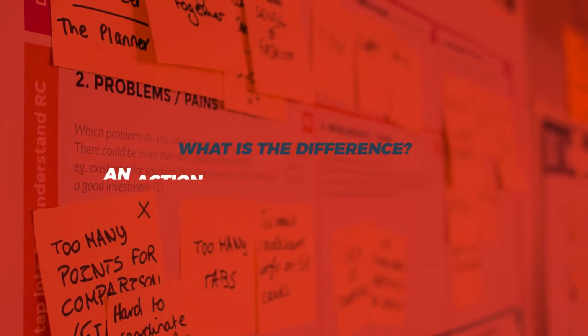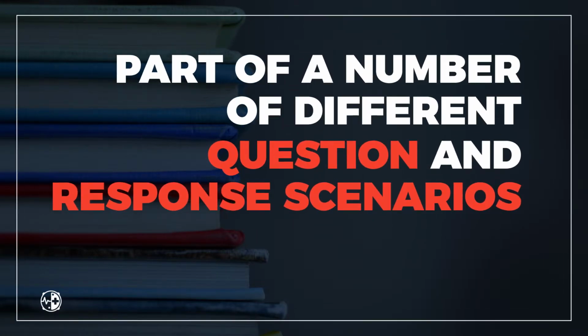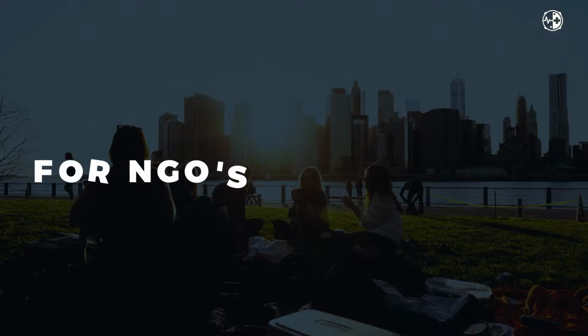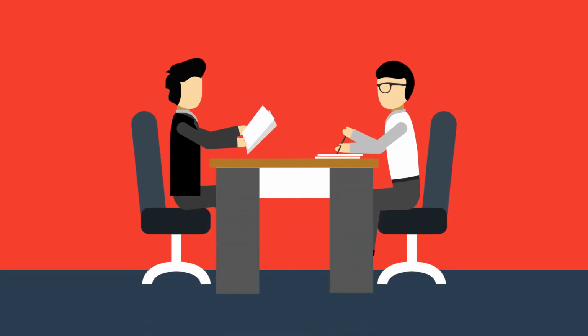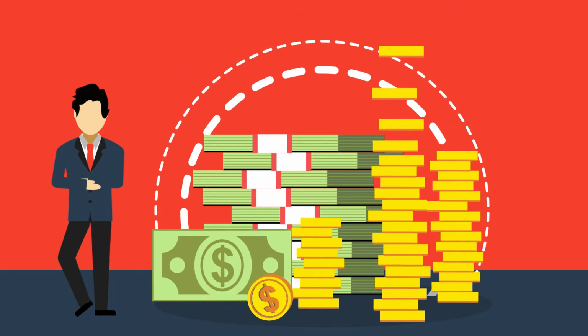So what's different about an action project compared to other ways people are trying to solve problems? An action project brings together two parts. Personally and the company has been part of a number of different question and response scenarios for NGOs who want to provide solutions. And they always start with, okay, we're going to figure out what you can do, and then we're going to see if we can get you to match up with a research grant, and then that research grant will then fund an actual project.